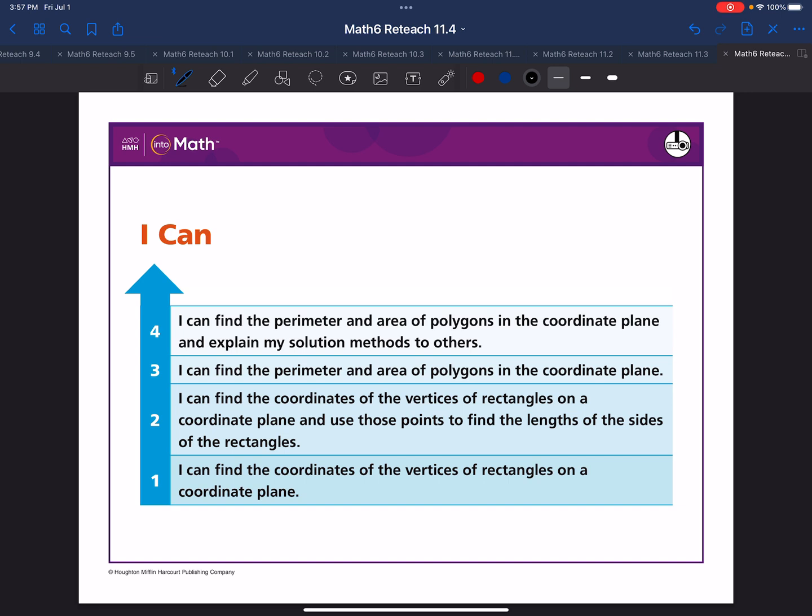Today we will review 6th grade math lesson 11.4. This lesson will cover how to find the perimeter and area on the coordinate plane. Here's your I can statement. I can find the perimeter and area of polygons in the coordinate plane, and I can explain my solution methods to others.